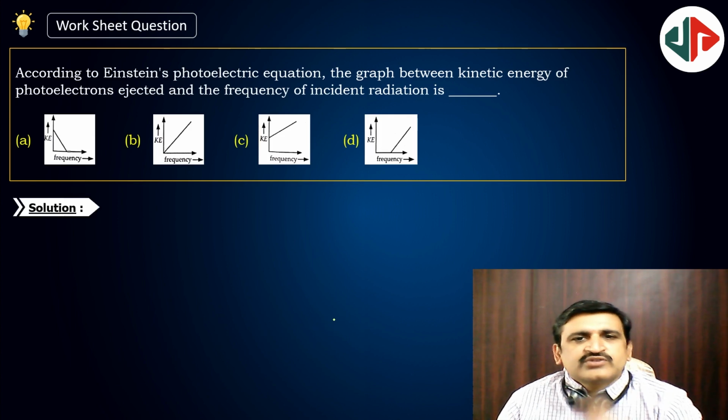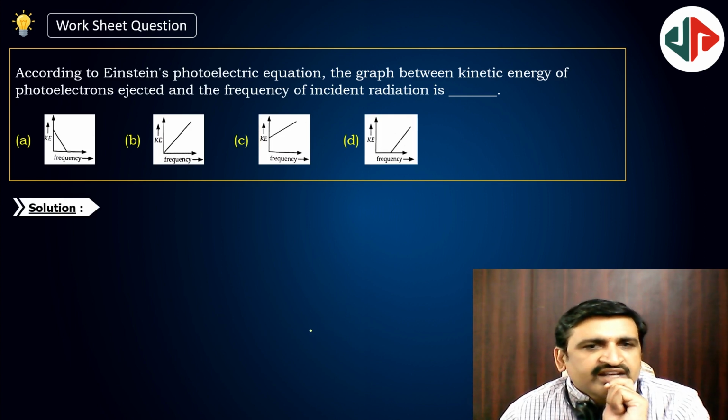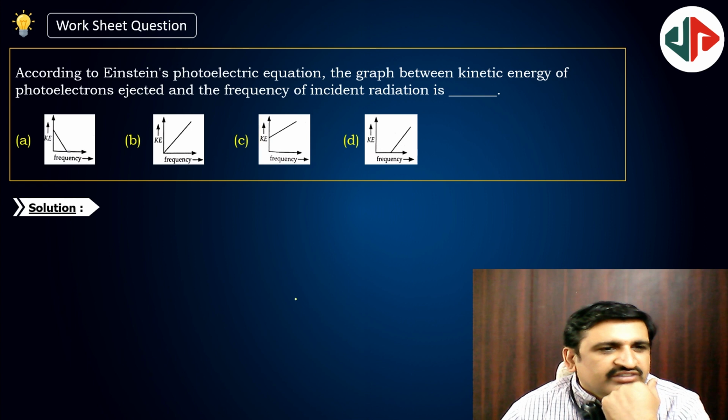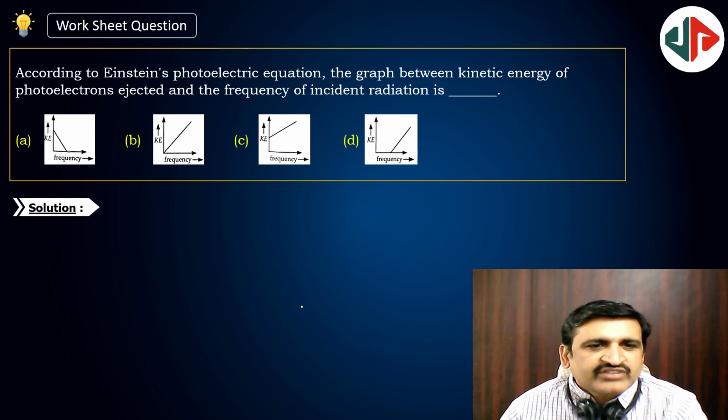According to Einstein's photoelectric equation, the graph between kinetic energy of photoelectrons ejected and frequency of incident radiation, nothing but stopping potential and frequency of radiation. So graph D.